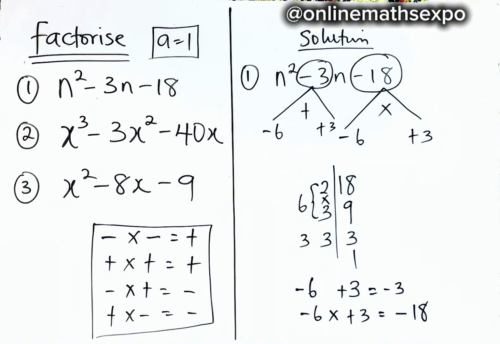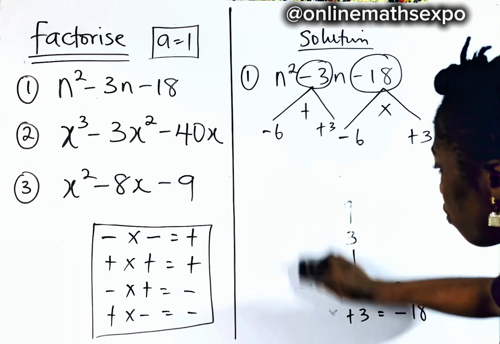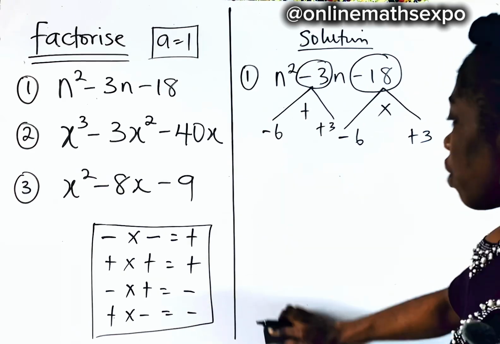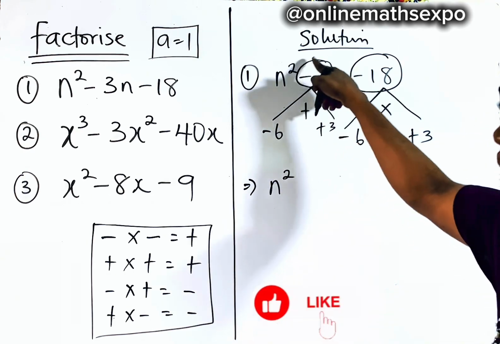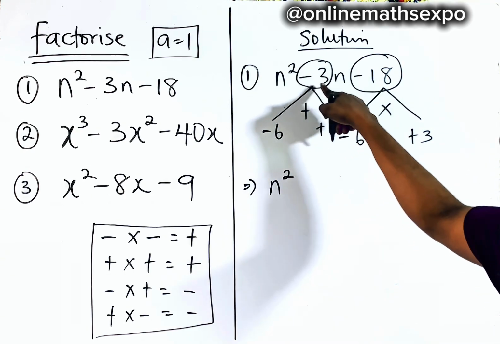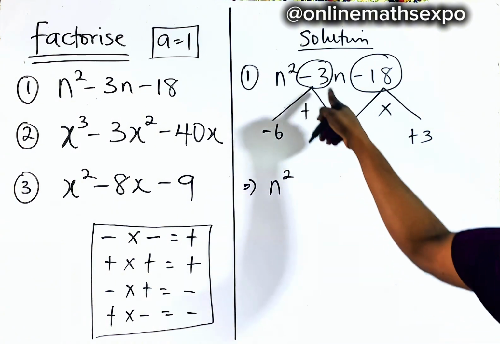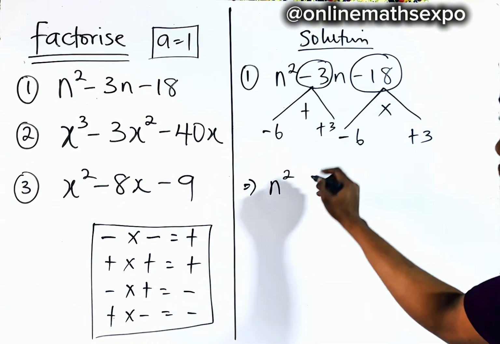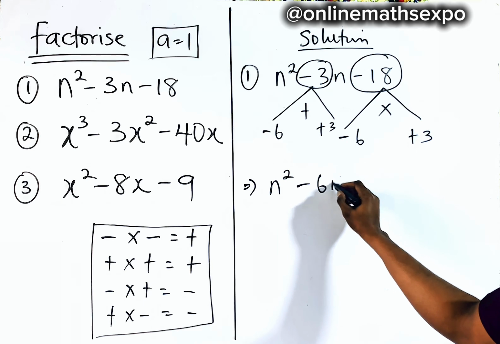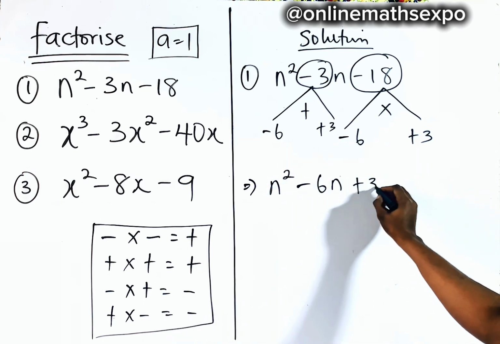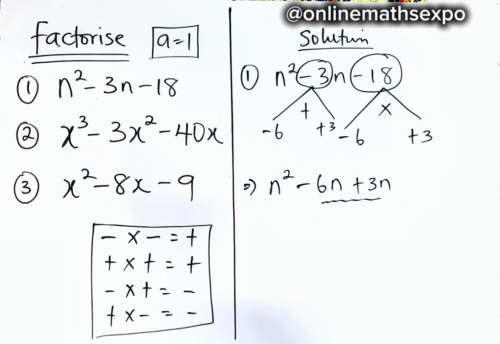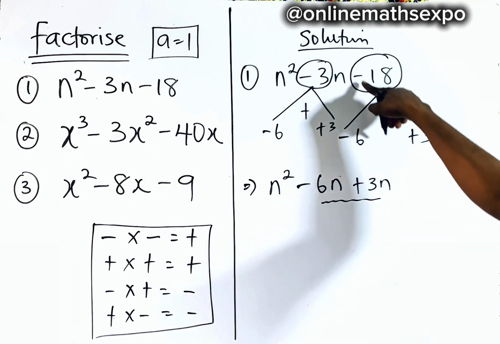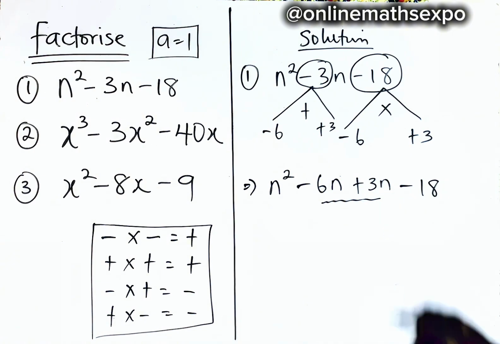So having gotten these two factors, let's go into replacing them. So we're going to have n squared. Remember to replace the middle term. The middle term is negative 3n. So you are replacing it with these two factors you got, which are negative 6n, then 3n. If you add these two, it gives you back negative 3n. Did you see that? Then return this negative 18, the last term.